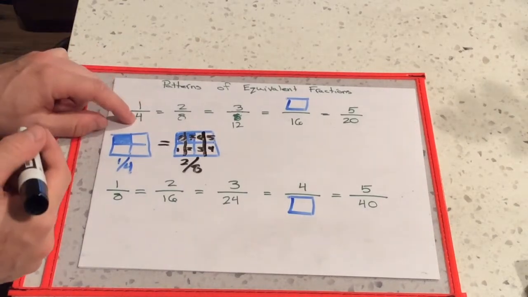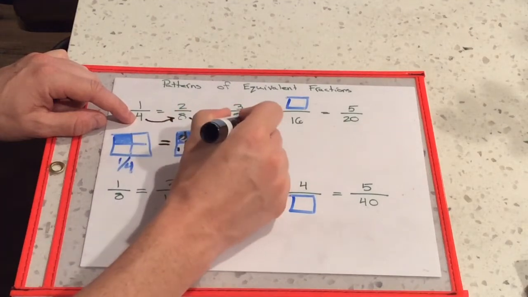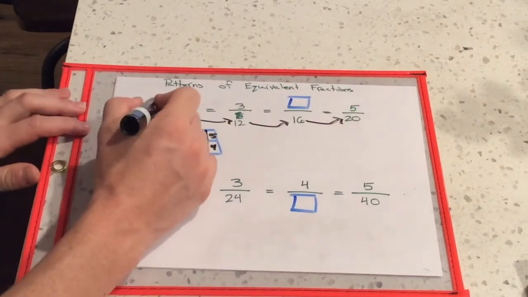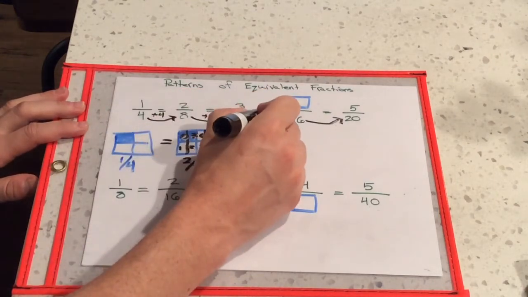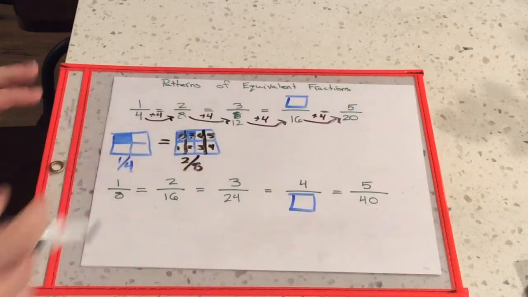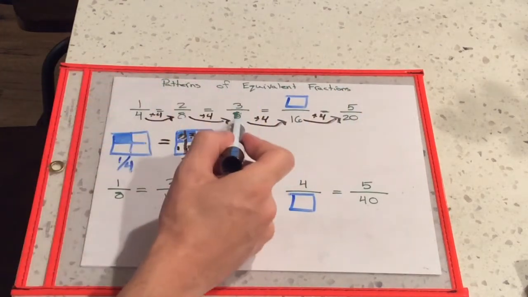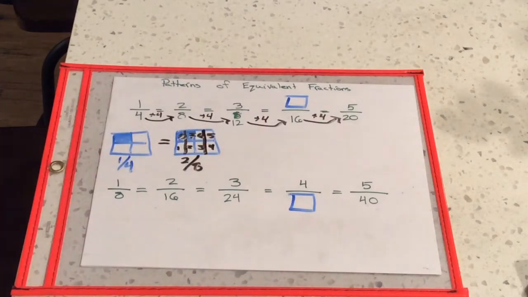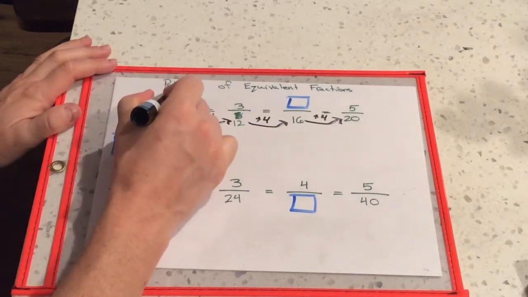So I'm going to start with the denominator. I'm noticing that each time our denominator is increasing by 4. Plus 4, plus 4, plus 4, plus 4. Right? 4 plus 4 is 8, 8 plus 4 is 12, 12 plus 4 is 16, and 16 plus 4 is 20.